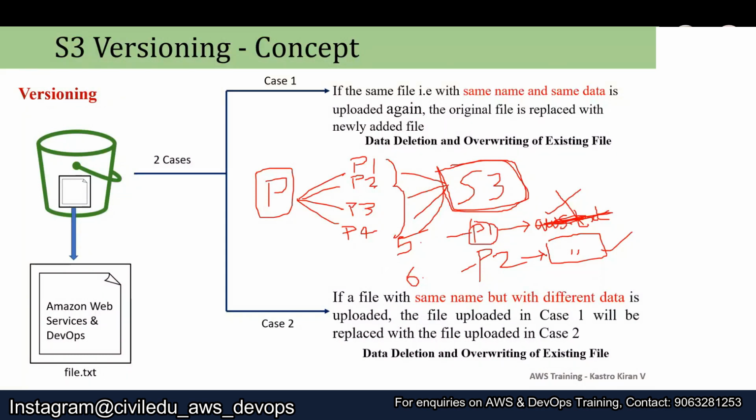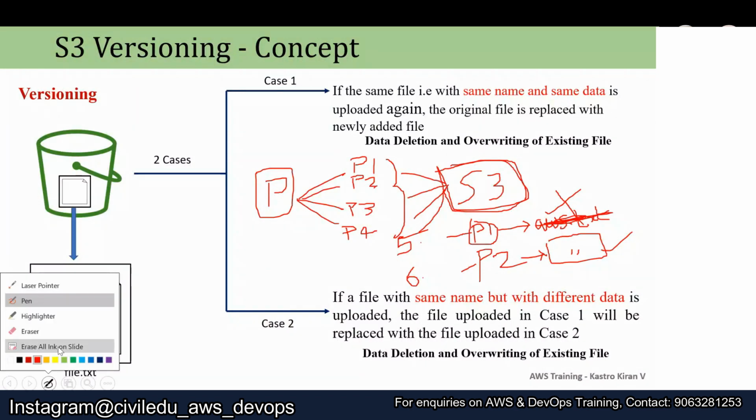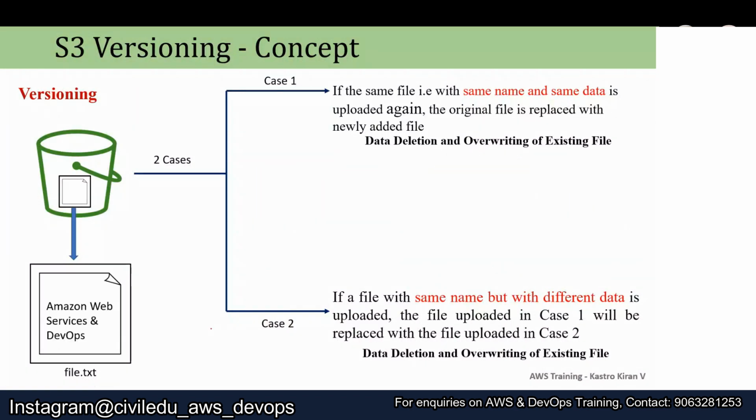Now what is going to happen? The file uploaded by person 1 will no longer be available. That means whatever code or content was written by person 1 has been lost. There is no way of getting that file back. This is something that happens in the real-time industry. But AWS provides a feature called versioning to take care of these problems.